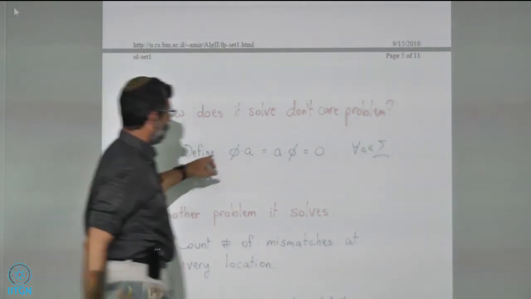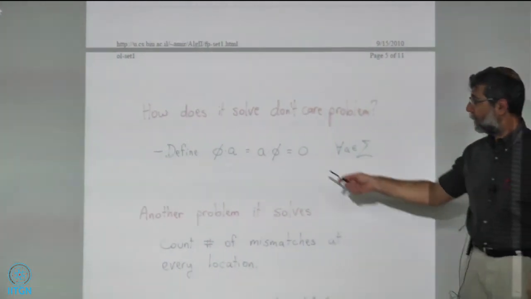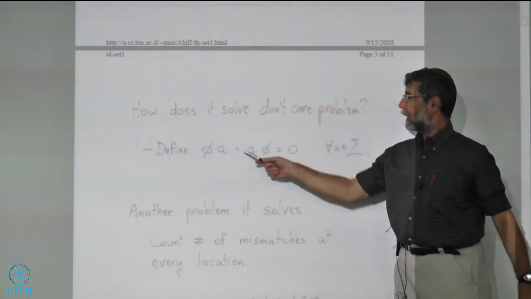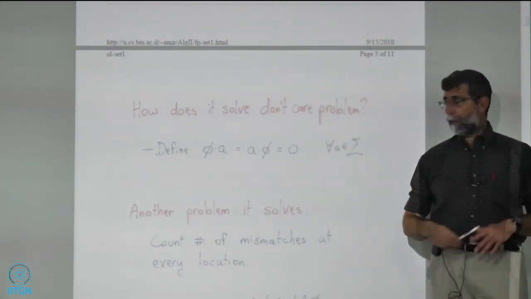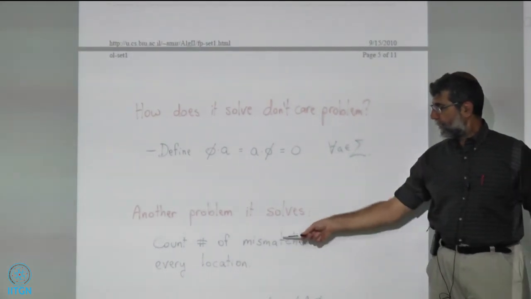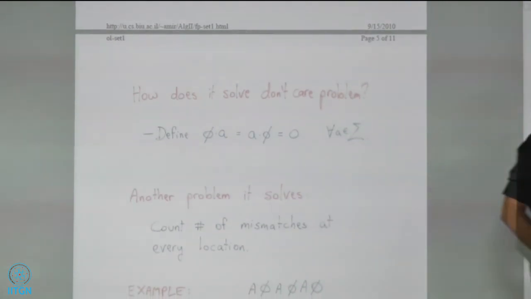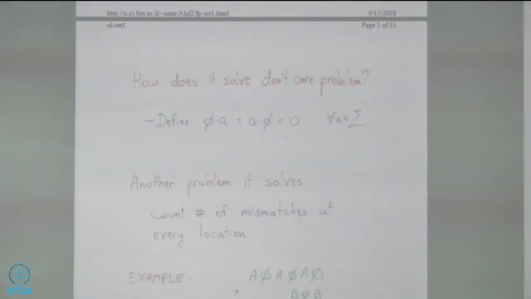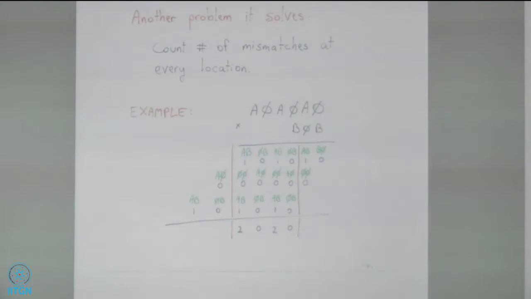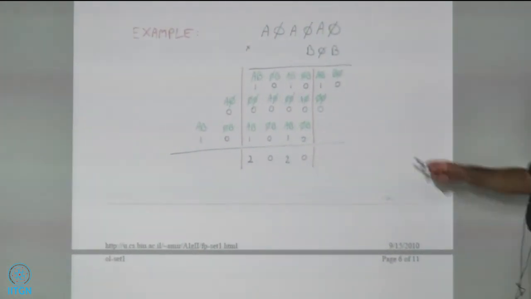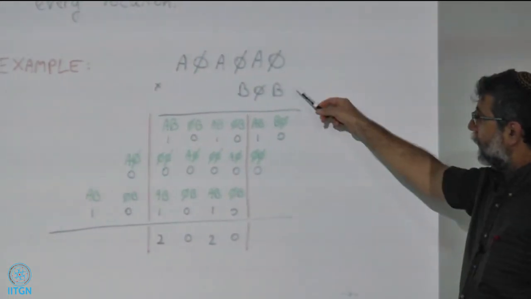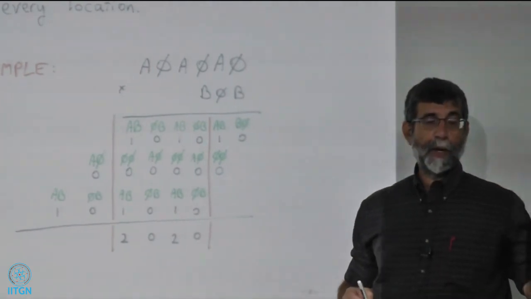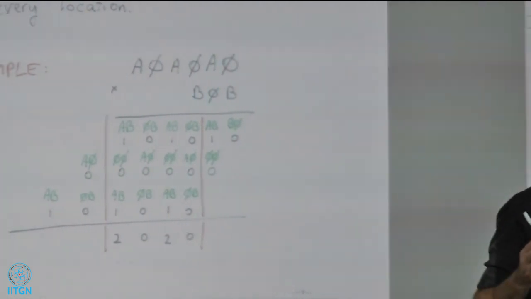Okay. So the don't care is going to behave like the 0 operator. Don't care times A equals A times don't care equals 0. And at this point, we solved two problems. We solved the problem of don't care, and we solved the problem of counting the number of mismatches in every location. Let's look at this example that we had before, when we had A phi A phi A times B phi B. Here I didn't need to reverse the pattern because I took a palindrome, so it doesn't really matter.